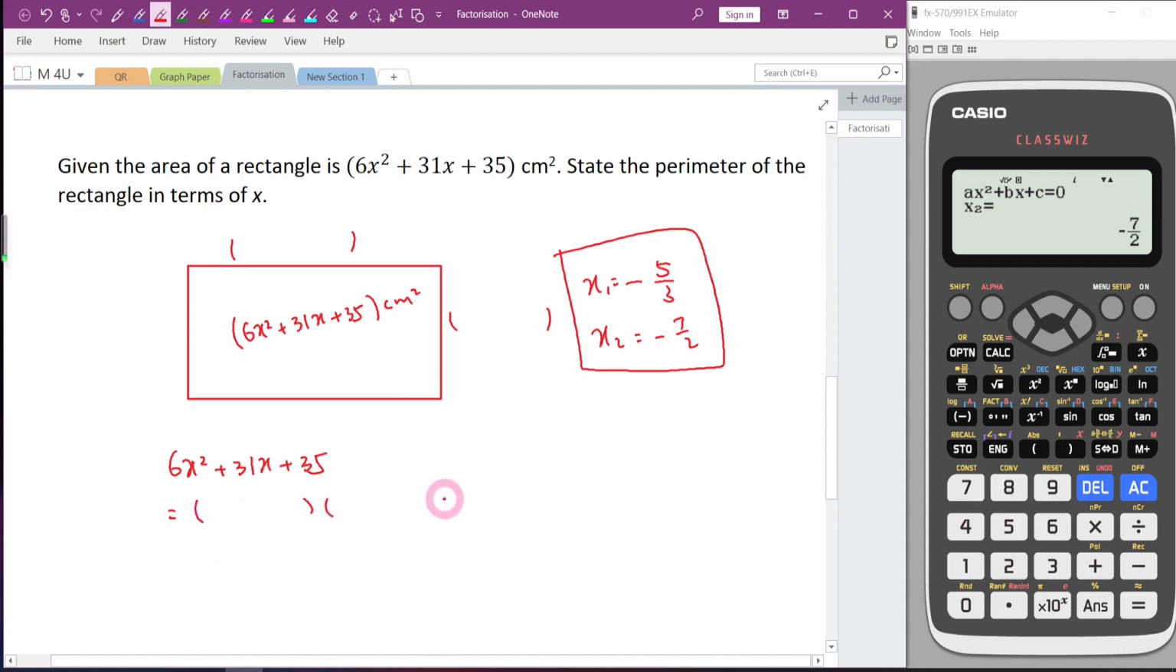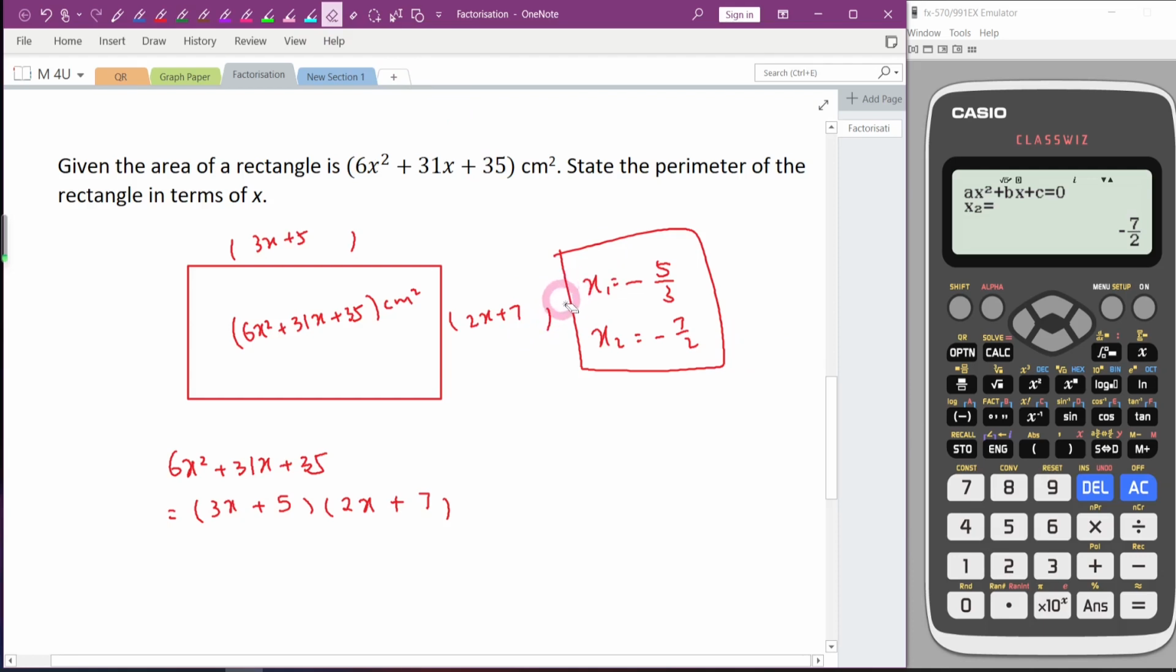Two parentheses. Since this is a fraction, 2x, I am going to leave some space over here. Negative, I write positive, I write 5 only. The 3, I'm going to write over here. Negative, I write positive, write 7 only. The 2, I'm going to write over here. So now we know that this is 3x plus 5 times 2x plus 7, right? Okay, 3x plus 5 and 2x plus 7.